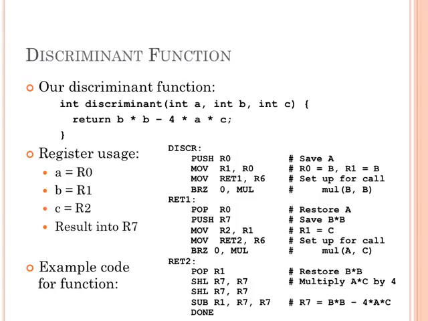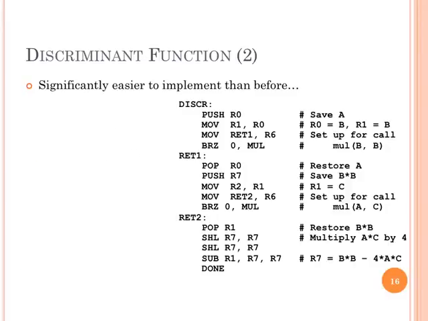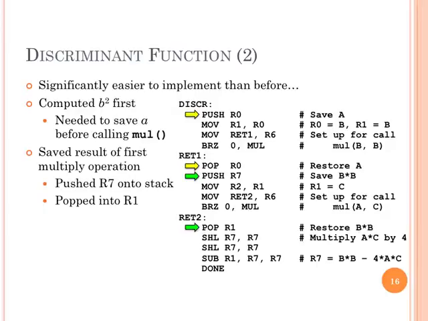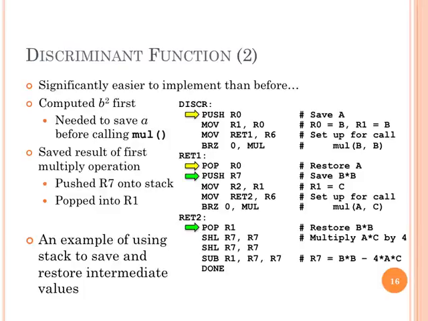This is how this code works. And you can see that it is easier because now we have less things to think about. We computed B squared first. We saved the result of the first multiply and then popped it into another register that was more suitable. If we'd popped it back into R7, we would have overwritten the result of computing the multiply of A and C. But you can see that it makes it a lot easier to manage these intermediate values. Okay?